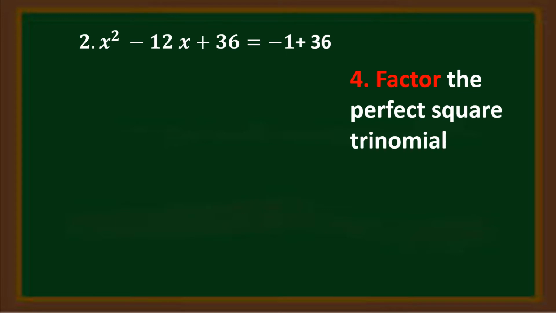Next step is to factor the perfect square trinomial. Our perfect square trinomial in here is x squared minus 12x plus 36. To factor this, first we'll be getting the square root of x squared, which is x. Copy the sign of the linear term, minus, and get the square root of 36, which is 6. For negative 1 plus 36, we have 35.